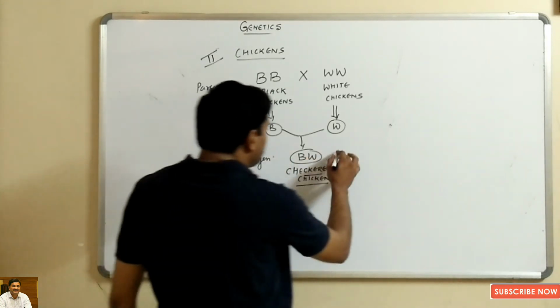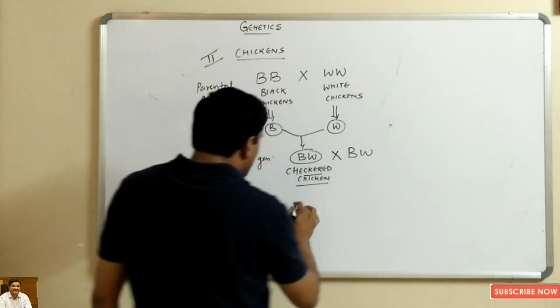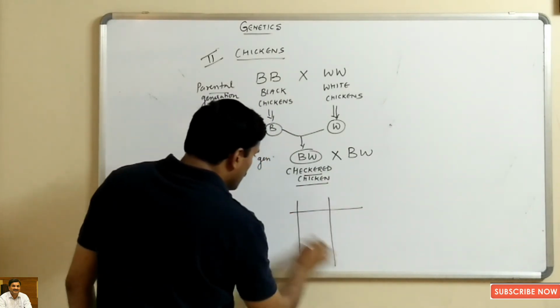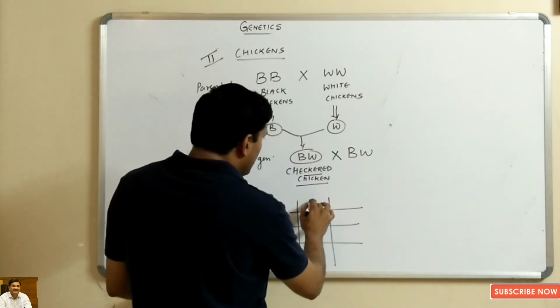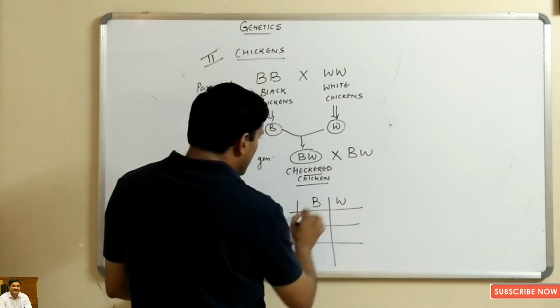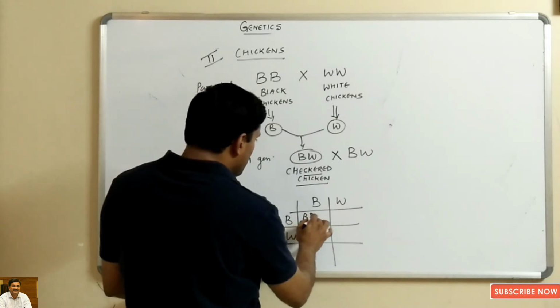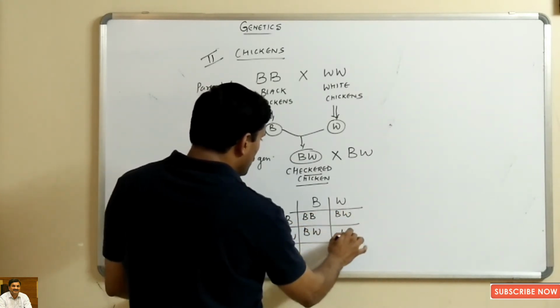Now what happens if we cross them? If we interbreed them, then what will happen? Making the checkerboard in the F2 generation. Now see here what type of progenies will be seen. We will be writing here capital B and W, and B and W. So BB, BW, BW and WW.